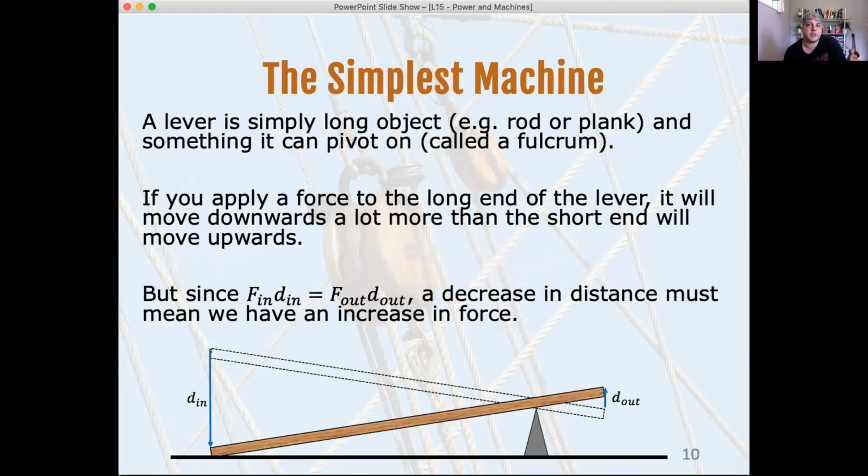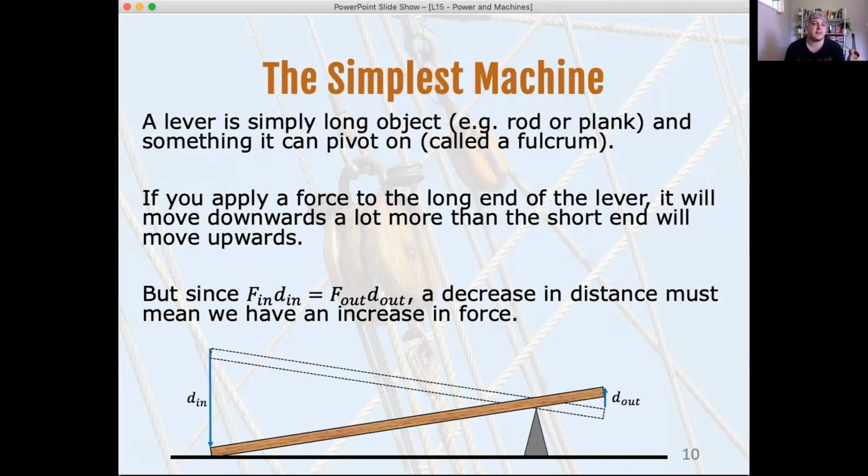The very simplest machine, or possibly one of the two simplest machines, is a very long object put over a pivot point. That pivot point we call a fulcrum, F-U-L-C-R-U-M, a fulcrum. And if you apply a force to the long end of the lever, it will move downwards a lot more than the short end will move upwards. But since the work output is equal to the work input, if we make the output distance smaller, we must make the output force bigger to keep that equation true.